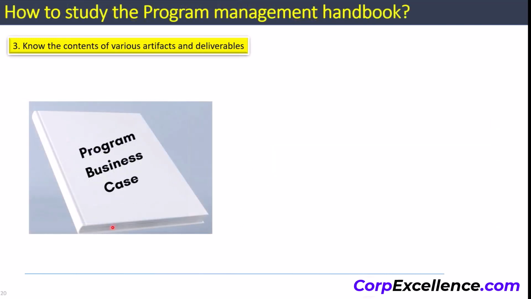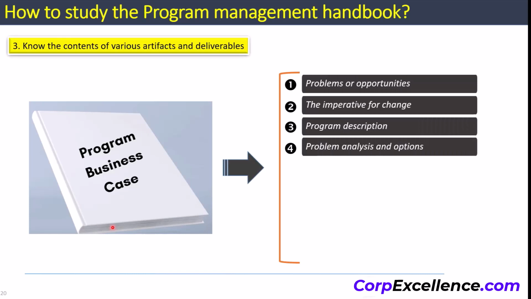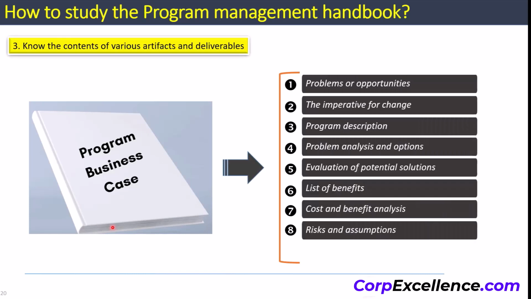Here is another example of the various sections that make up a business case deliverable. These include problems or opportunities, imperative for change, and all these different areas which are discussed in the program business case. So again, you may have a question in the examination where they may first ask which document is used initially to list the benefits of the program. You should be able to answer that program benefits are initially listed in the program's business case. They're further elaborated in other documents later on, but they're initially listed in the program's business case.